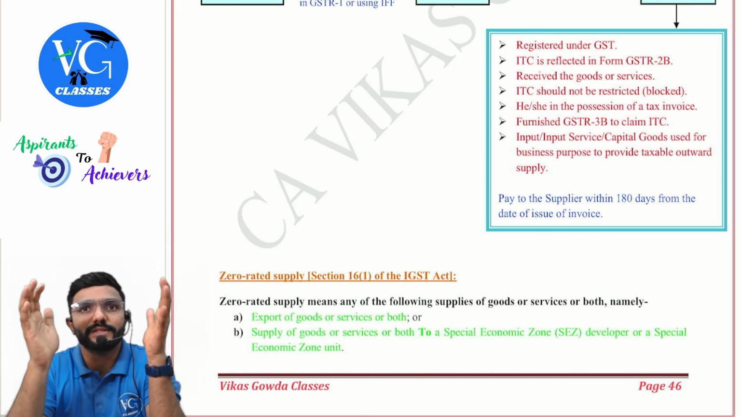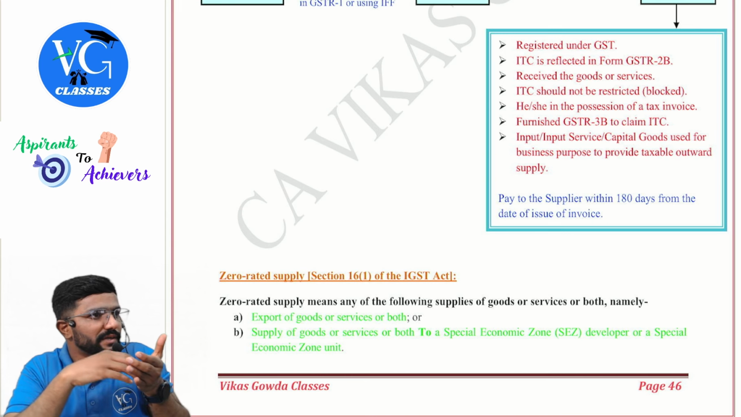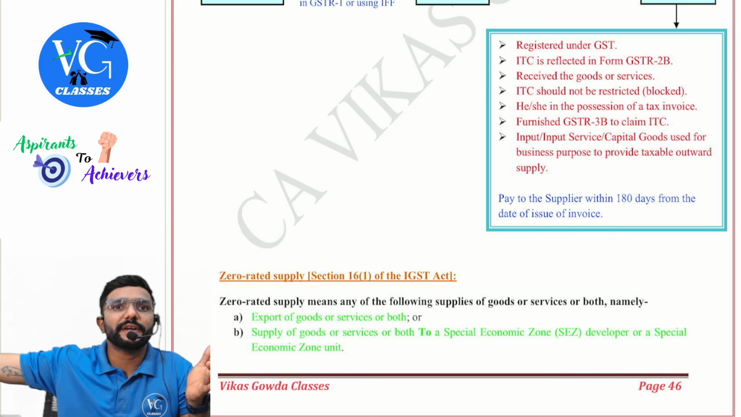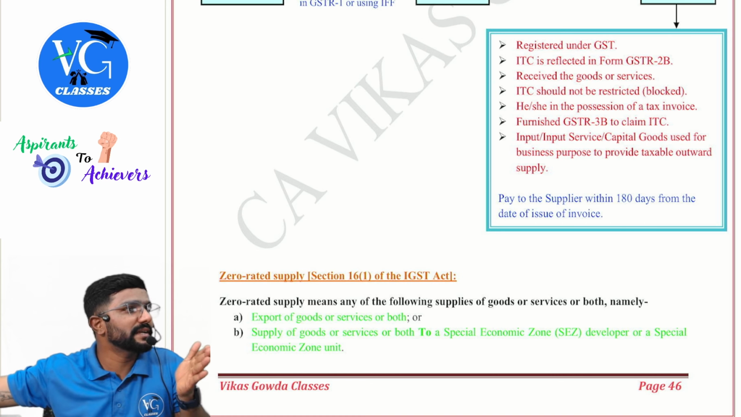Okay. Now listen. If my inward supply is taxable, I have paid tax on it. Now my outward supply is zero rated. Can I claim the credit? Yes, I can claim. Yes, I can claim, guys.